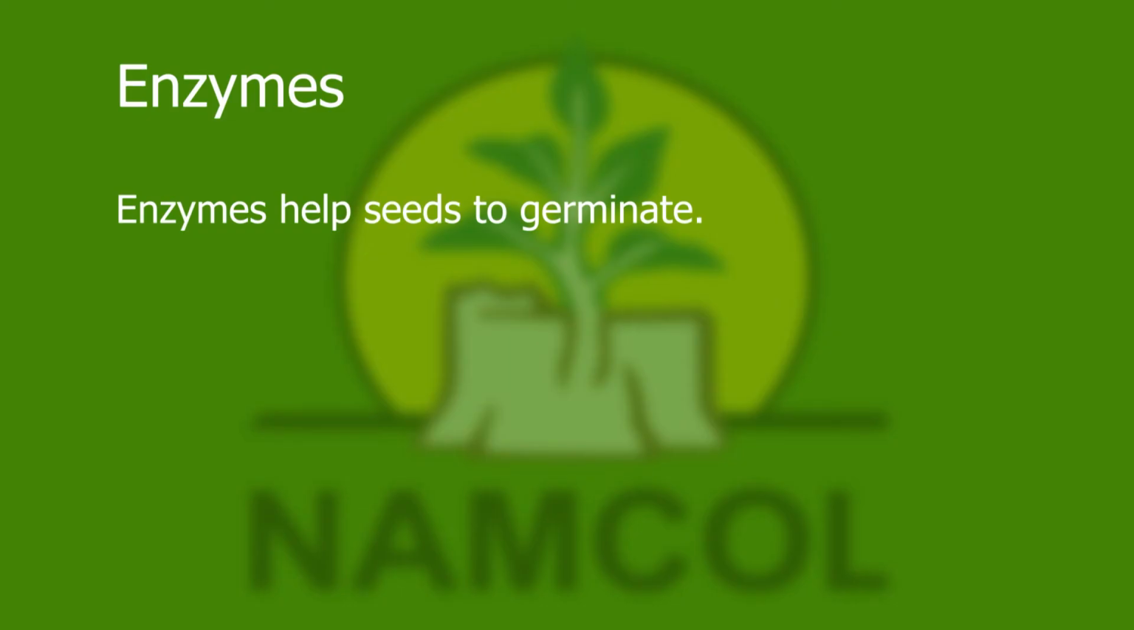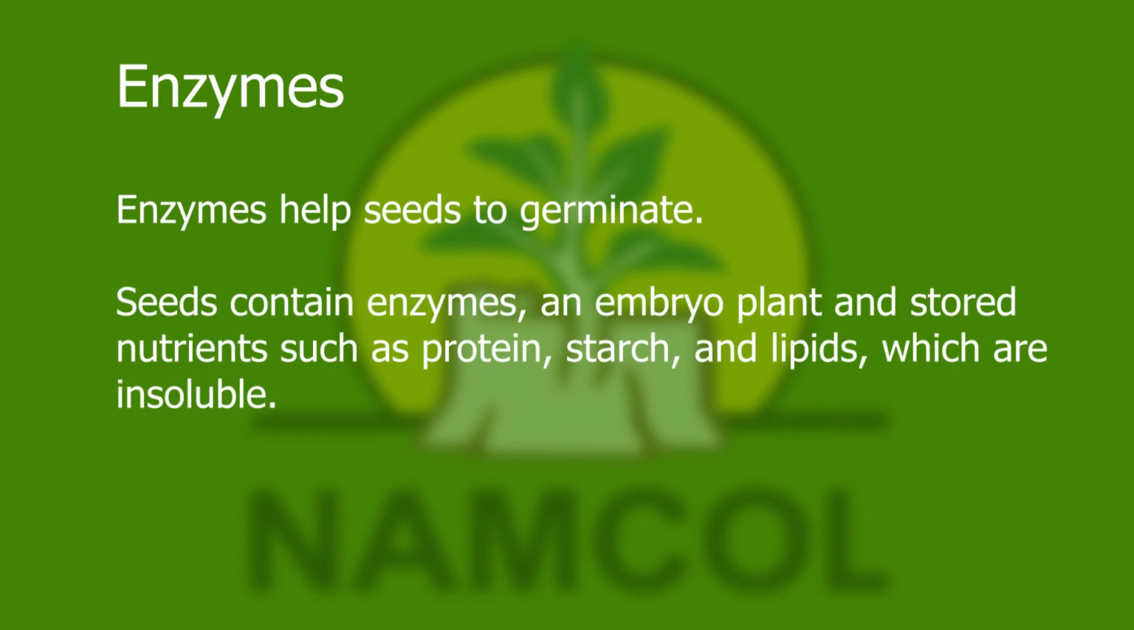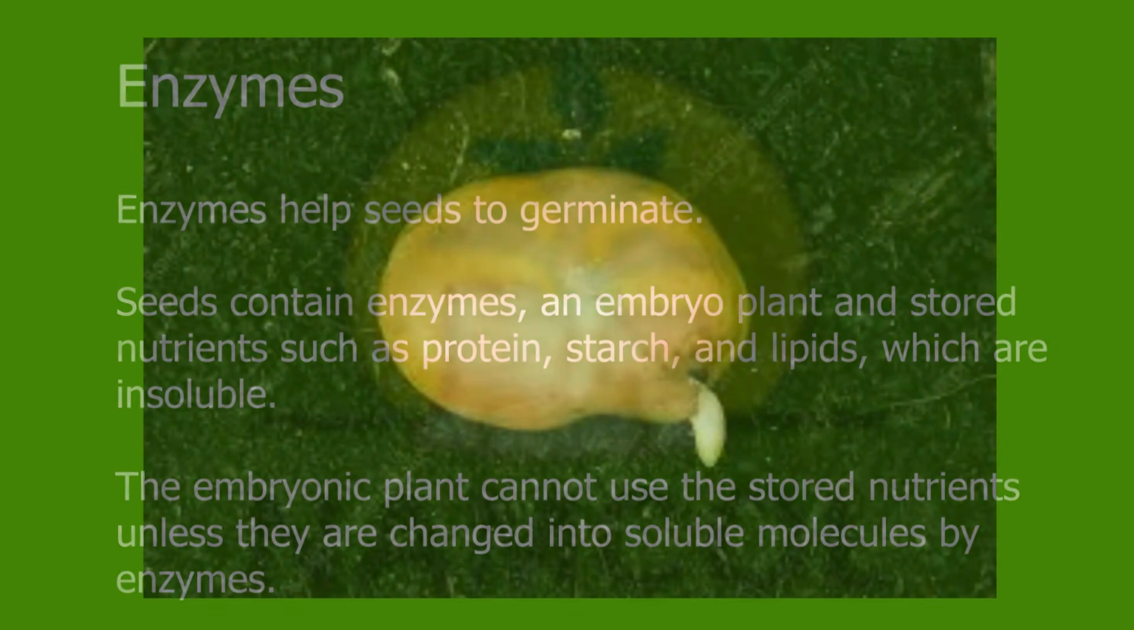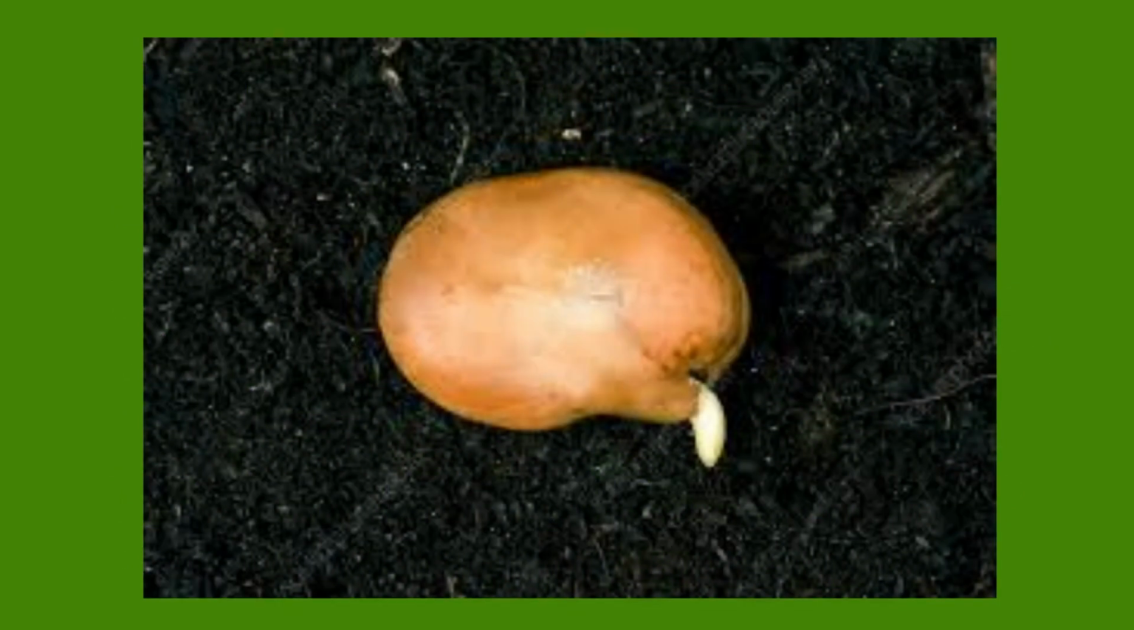The next part of our discussion will focus on enzymes and their uses. Enzymes help seeds to germinate. Seeds contain enzymes, an embryo plant and stored nutrients such as protein, starch, and lipids, which are insoluble. The embryonic plant cannot use the stored nutrients unless they are changed into soluble molecules by enzymes. As you can see in the graphic, the seed has germinated. The radicle is visible in the graphic because the soluble nutrients, which are the products of enzyme activity in the seed, were used for growth.